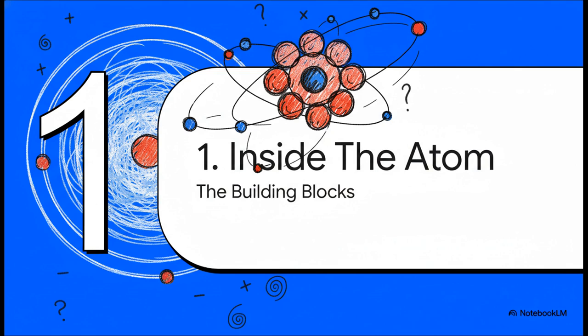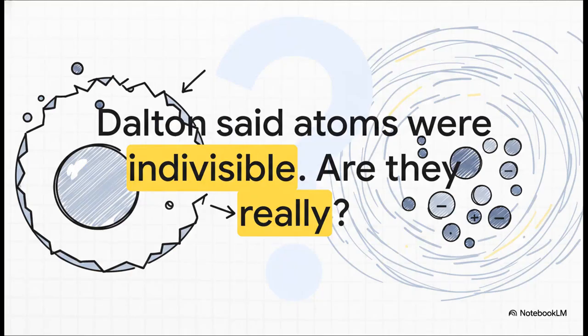The first, most basic question is, what is an atom actually made of? For a long time, scientists had one idea, but as you'll see, the real answer was much more exciting. So John Dalton, a famous scientist, proposed that atoms were the smallest possible things, that you couldn't divide them any further. But was he right? Well, it turns out, no. The discovery of even smaller particles inside the atom, what we call subatomic particles, completely changed our understanding.